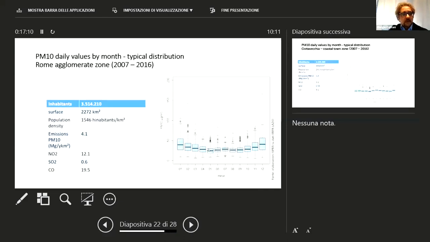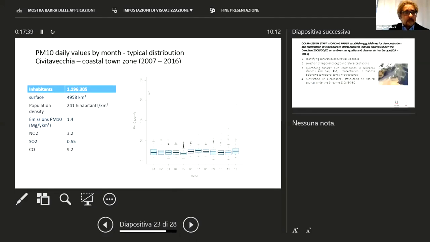For comparison, I'm going to show you the Rome agglomerate zone, which is instead very, very large, with very high population density and higher emissions, but due to the proximity to the sea, we have quite low levels compared with the Sacco Valley in the hinterland.